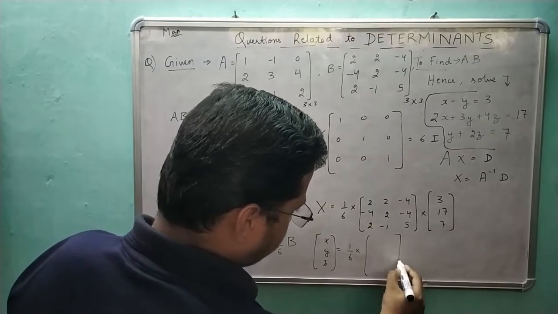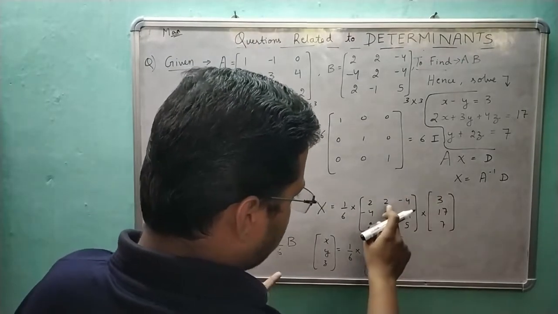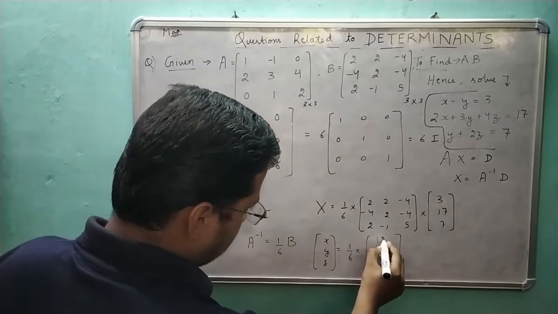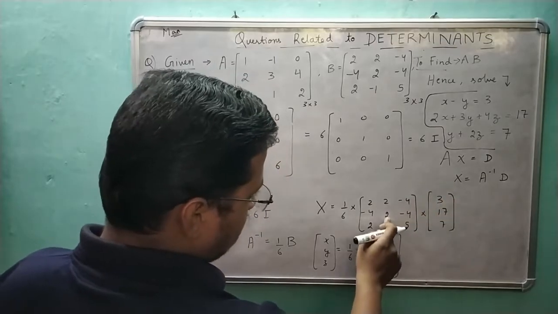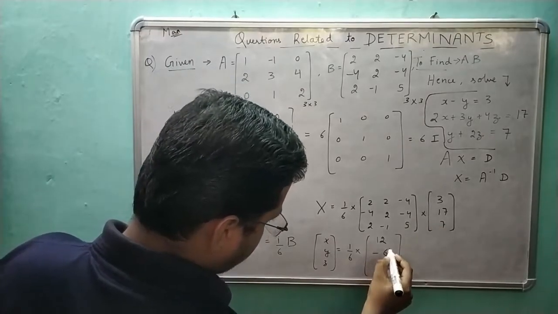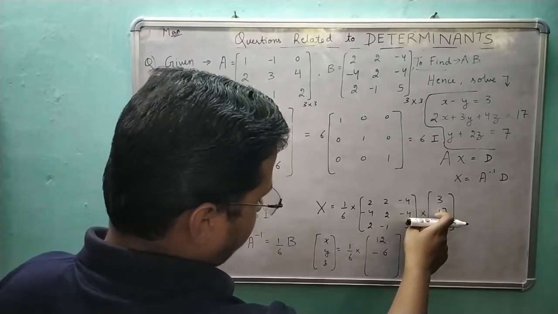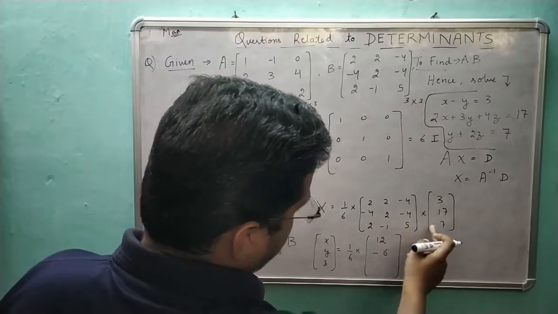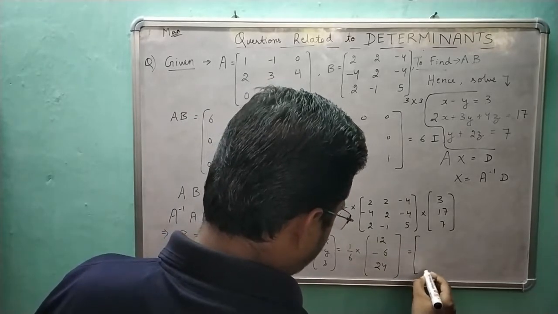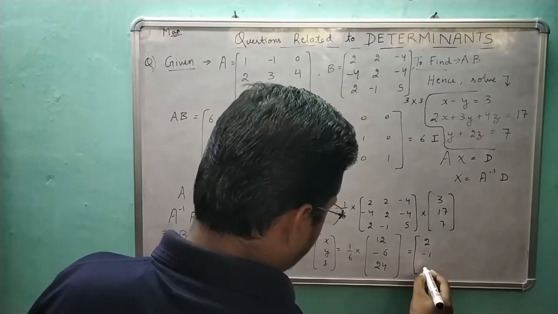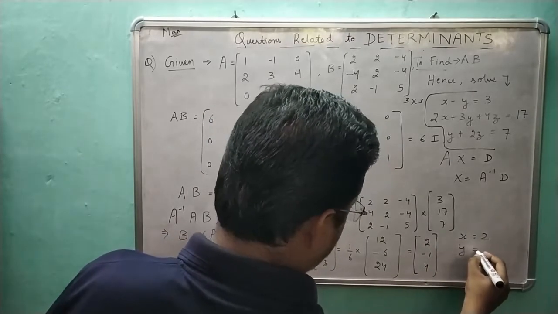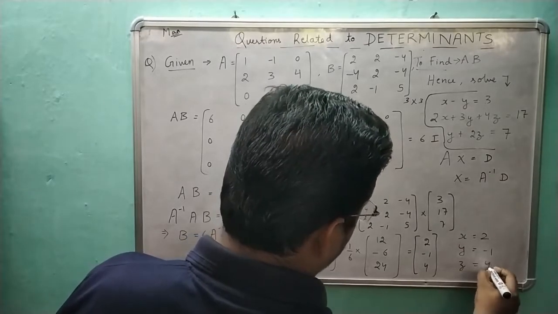So this will be 2 into 3 is 6 plus 34, so 40 minus 28, so 12. This will be minus 12 plus 34, so 22 minus 28, so minus 6. 6 minus 17 is minus 11 plus 35, so 24. If I multiply 1 by 6 to each of the elements, this will become 2, this will be minus 1, this will be 4. Comparing these two, x is equal to 2, y is equal to minus 1, z is equal to 4.